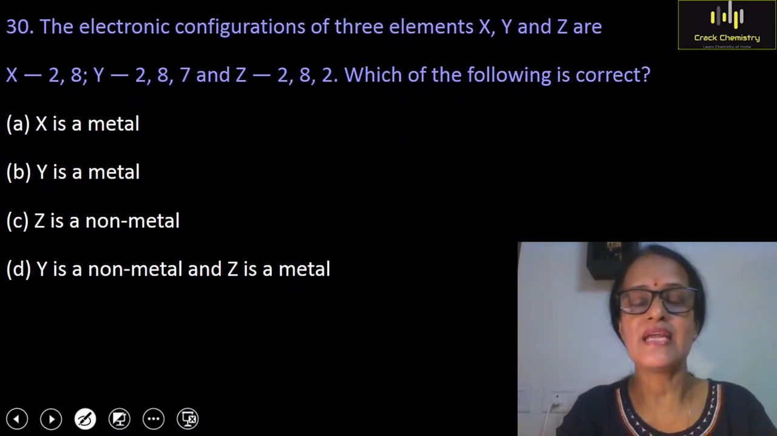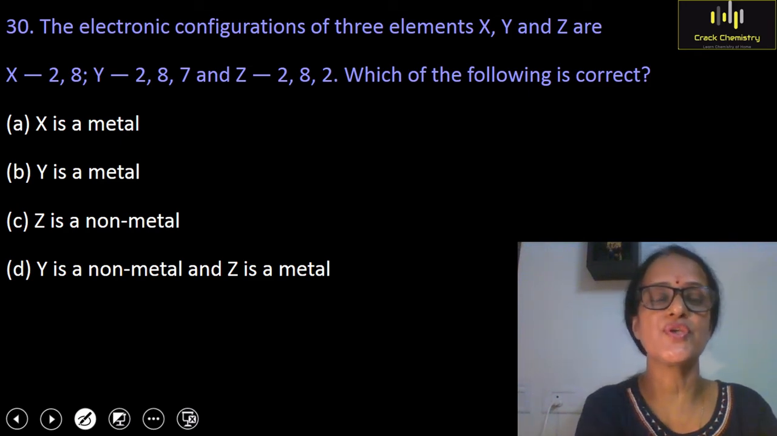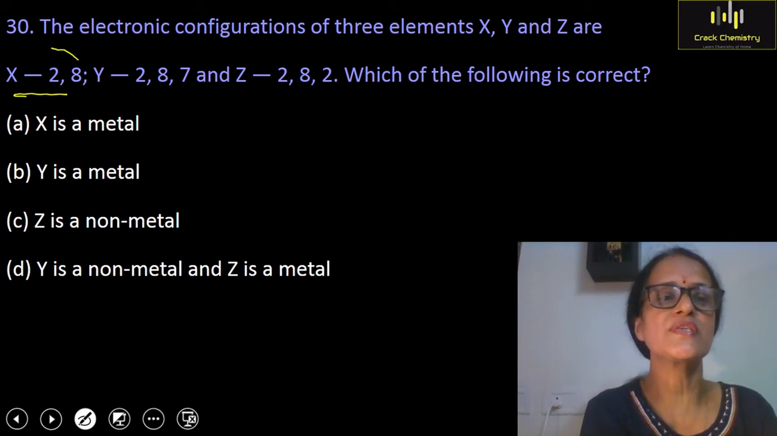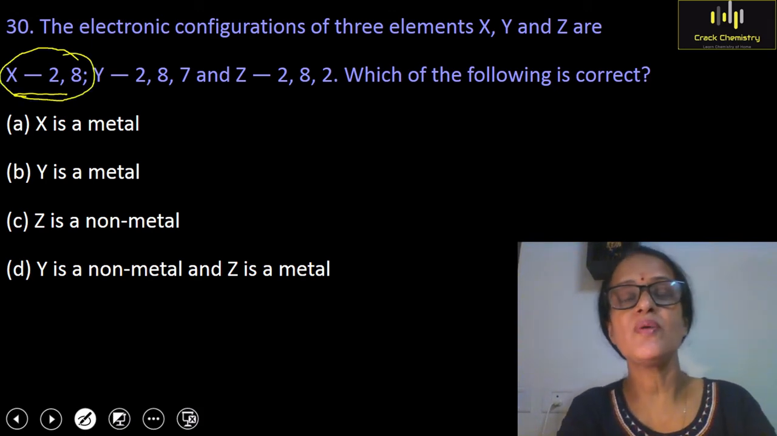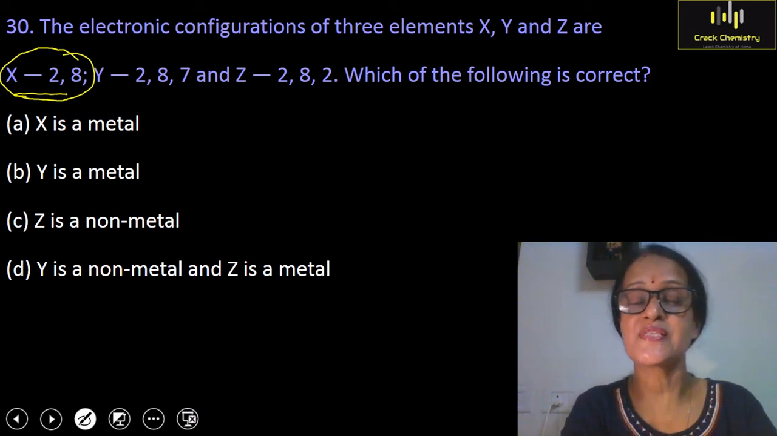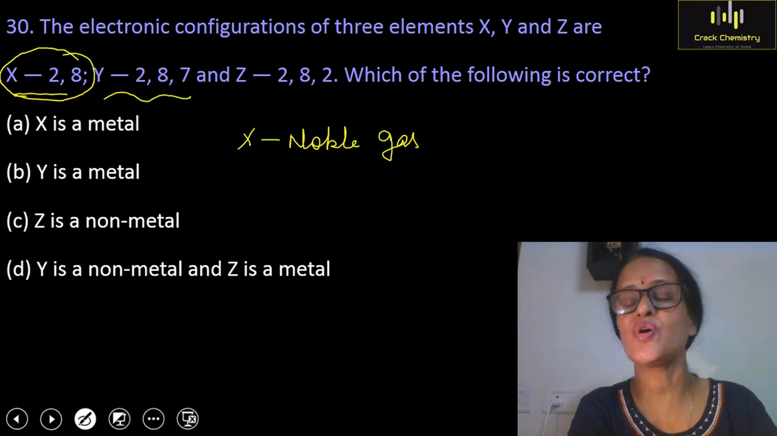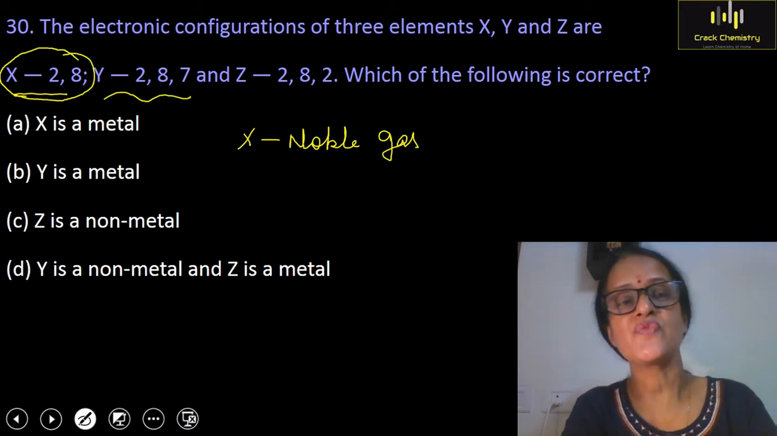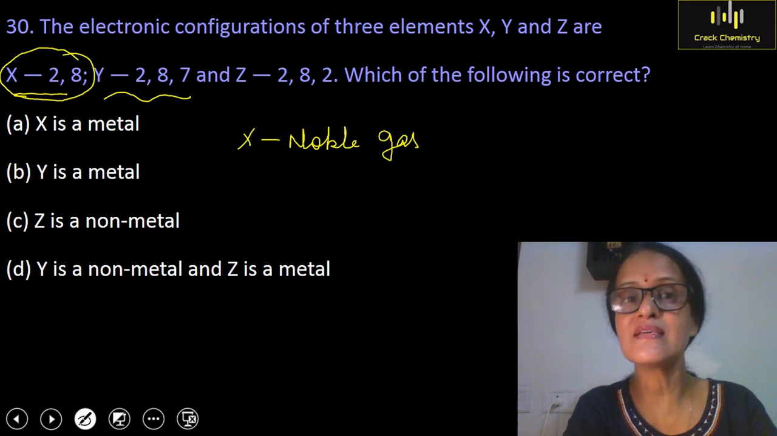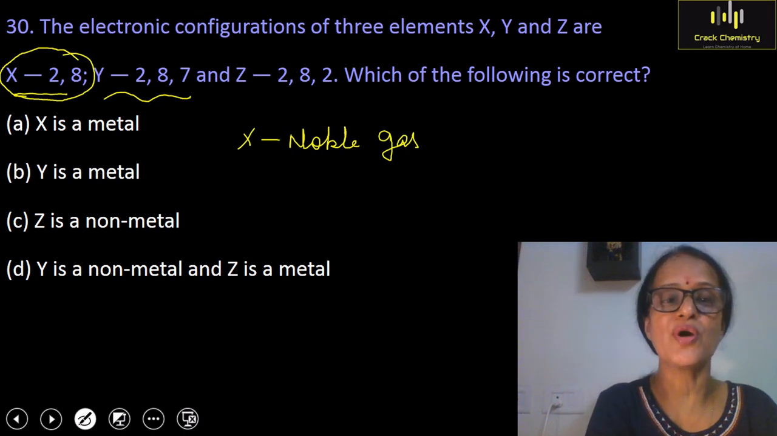Now next question. The electronic configurations of three elements are given to you. Electronic configuration of X is 2, 8. 2, 8 means you can see that the outermost shell has 8 electrons. So it clearly indicates that X is a noble gas. Then we will look at Y. Y has the electronic configuration 2, 8, 7. So this Y has 1 electron less than the complete octet of the nearest noble gas. It means Y has a very strong tendency to take an electron to complete its octet. So Y is a non-metal.